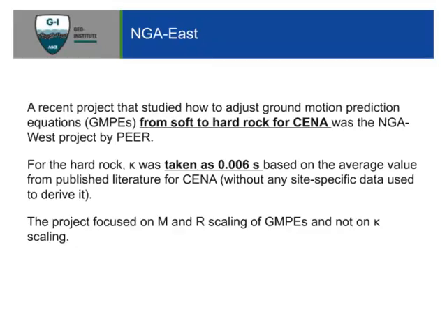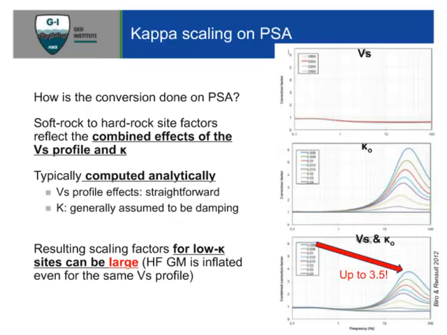So what they assumed was they took a value for kappa equal to 6 milliseconds, which is basically the average value we get if we look at the published literature for that region, but that was not derived from site-specific data. So we're going to have a look at the effect of that. So basically, this project assumed that this kappa has this value, and that this value is basically related to actual attenuation, so damping.